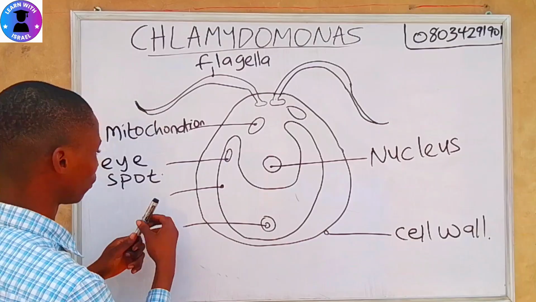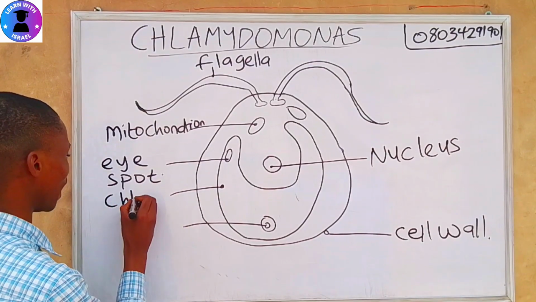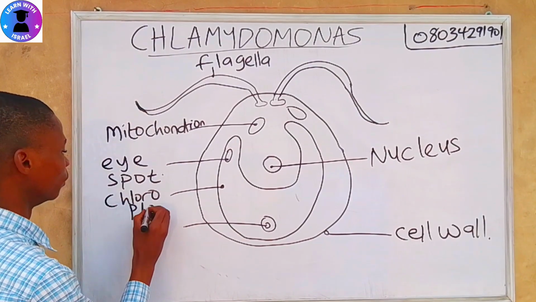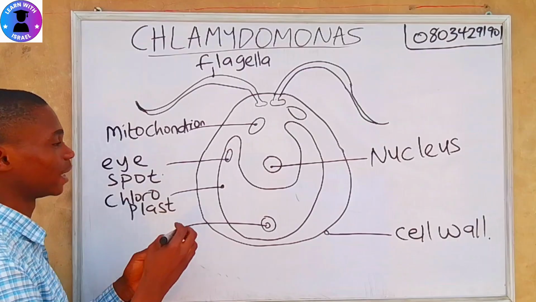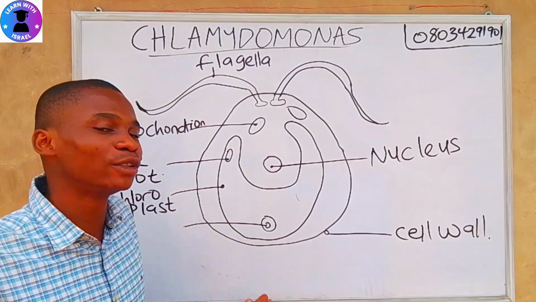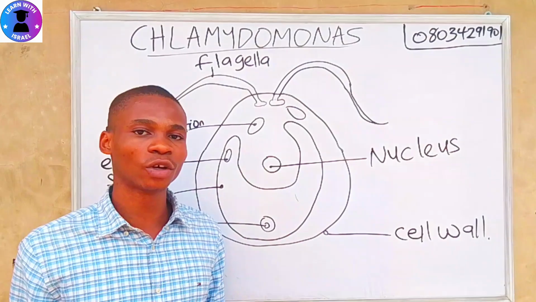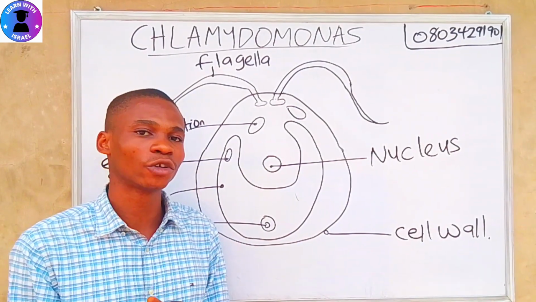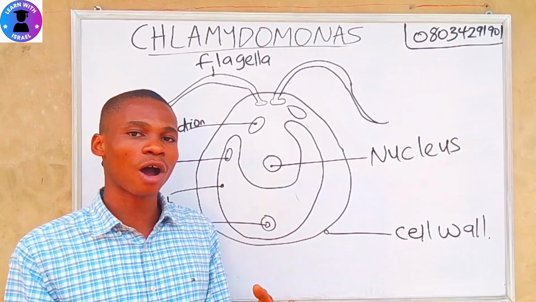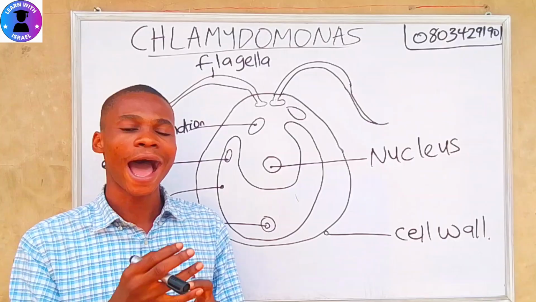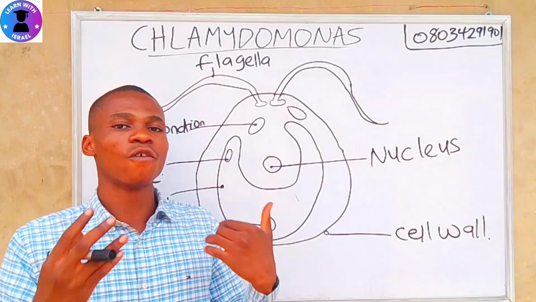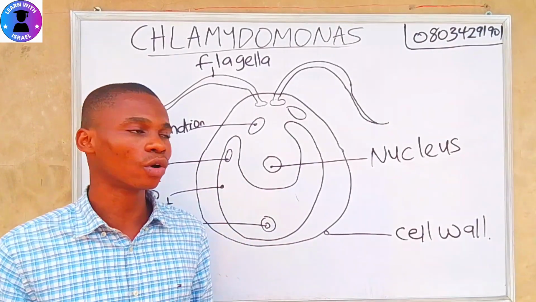The next one here is called the chloroplast. Chloroplast and chlorophyll are found in Chlamydomonas, and they are used to perform photosynthesis in the presence of sunlight. They capture the water and carbon dioxide and convert it to glucose.